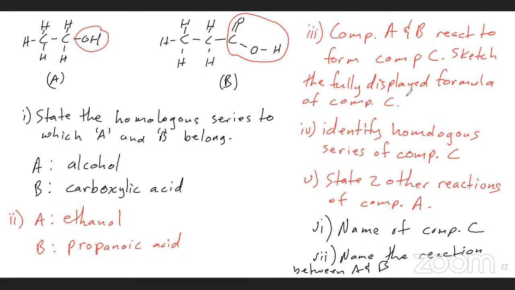So did you draw, so it says sketch the fully displayed formula of compound C. Did you draw an ester for compound C? Yes, sir. And what is the name of that ester you drew? Ethyl propanoate. Correct. Yeah, wonderful. All right, so let's do that now. Just erase.